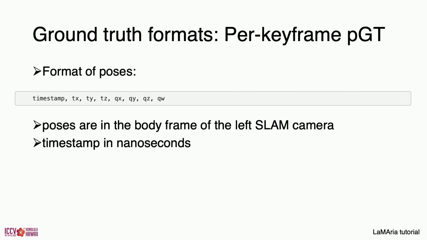Our per keyframe pseudo ground truth is in the standard TUM format, which is quite commonly used. Over here we have timestamp, translation vector, and then the quaternion. These poses are defined in the left SLAM camera frame, and the timestamps are in nanoseconds to keep it consistent with the Project Aria timestamps from the VRS files.